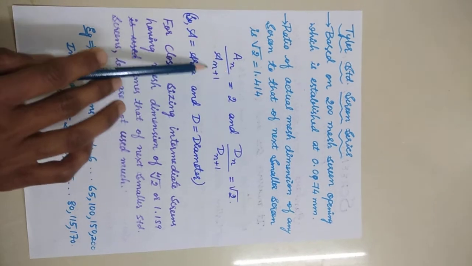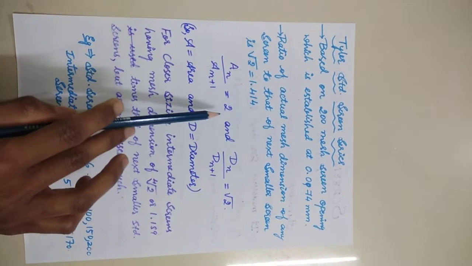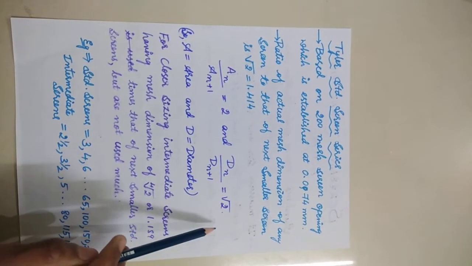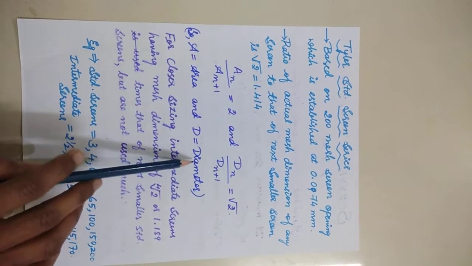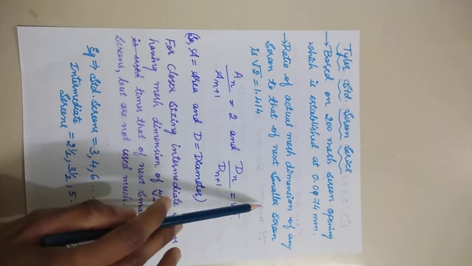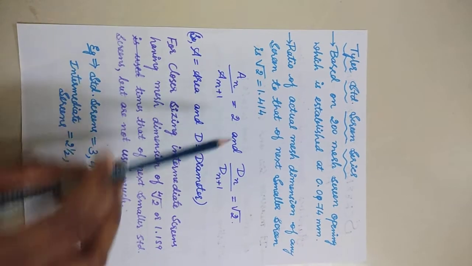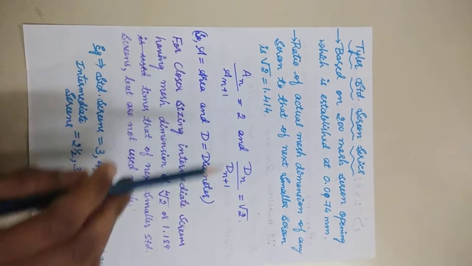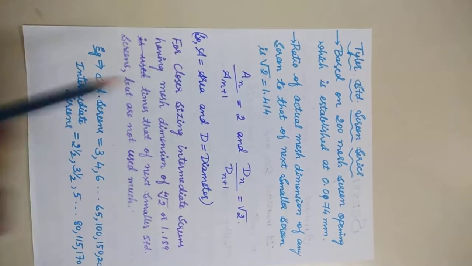Now see, An divided by An plus 1 will be equal to 2, and Dn divided by Dn plus 1 equals root 2. That means A is the area here and D represents the diameter. These are for the particles. Okay, An is the mesh number, area of the mesh number. I have mentioned only area here, so just check it.